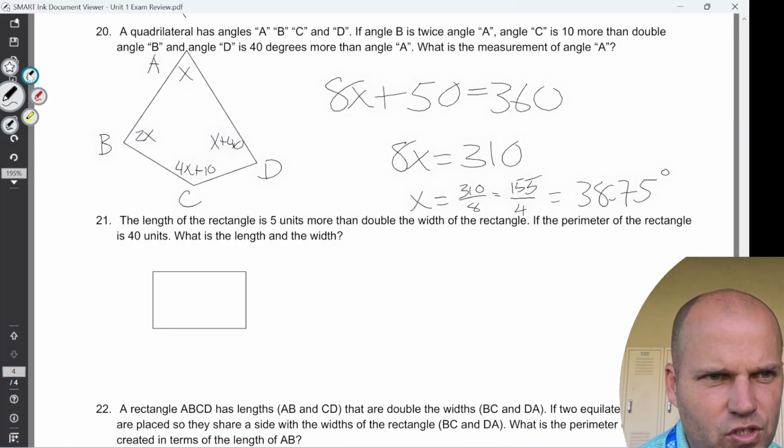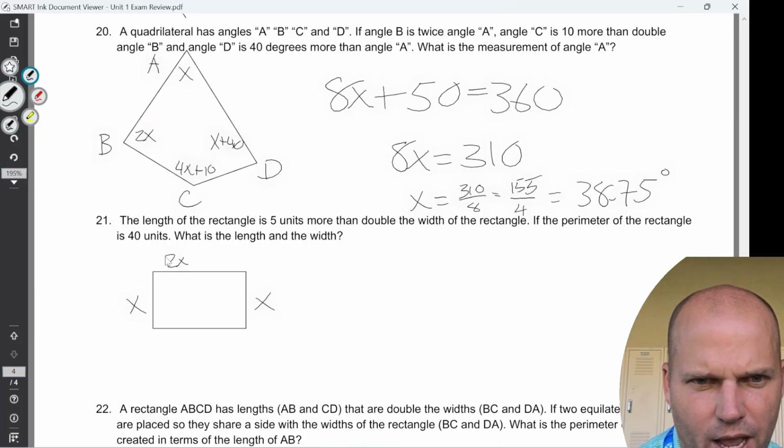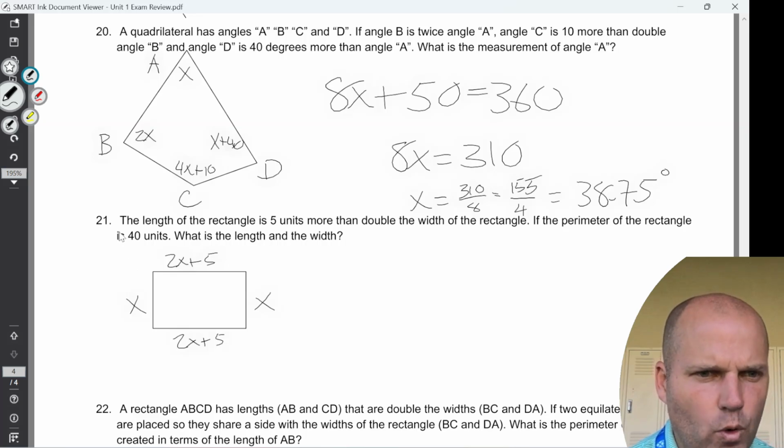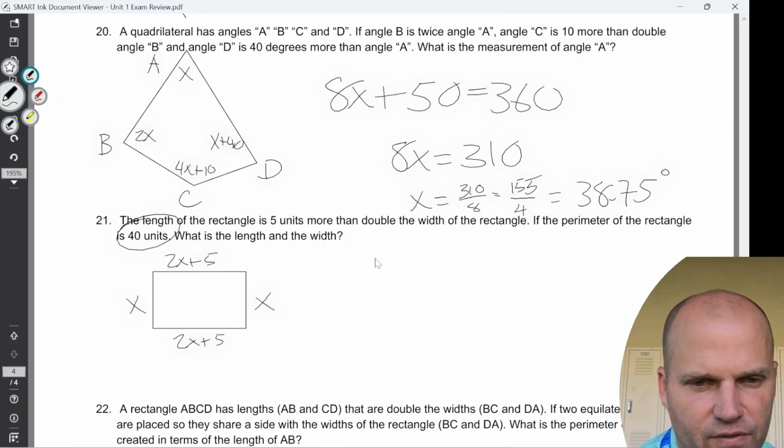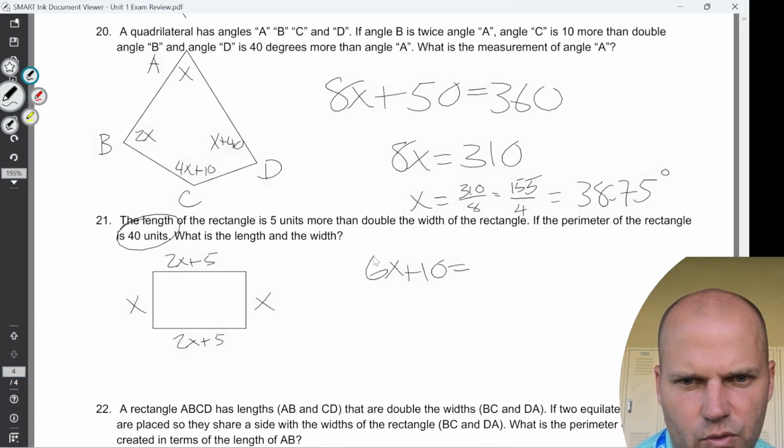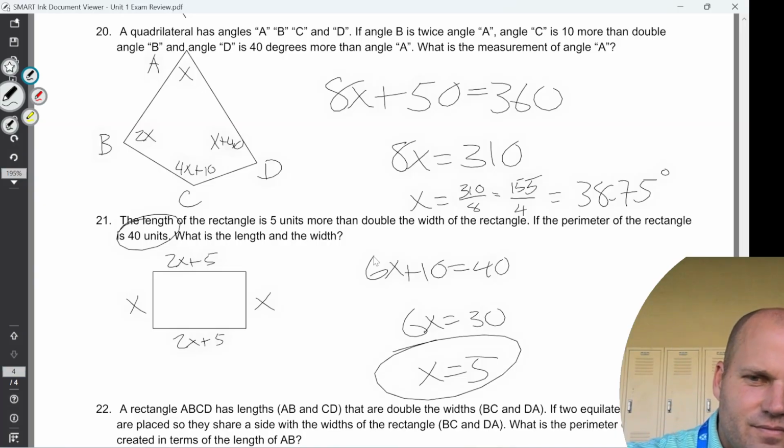So I got two widths. I'm going to call them X. And then the length is going to be 2X plus 5. I'm told the perimeter is 40. Well, the perimeter is the sum of all the side lengths. I have 2, 4, 5, 6 X's plus 10 equals 40. 6X equals 30. X equals 5 again.